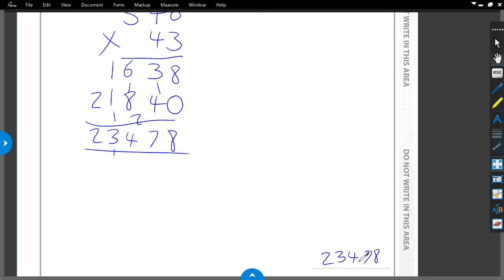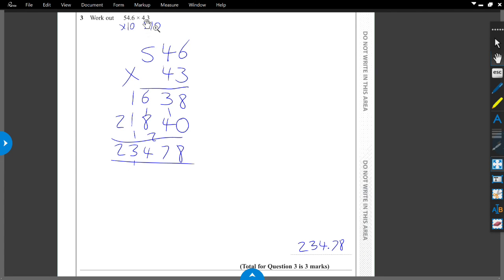And then just to check this is reasonable, this is about 50. This is about 4. 50 times 4, that is about 200.